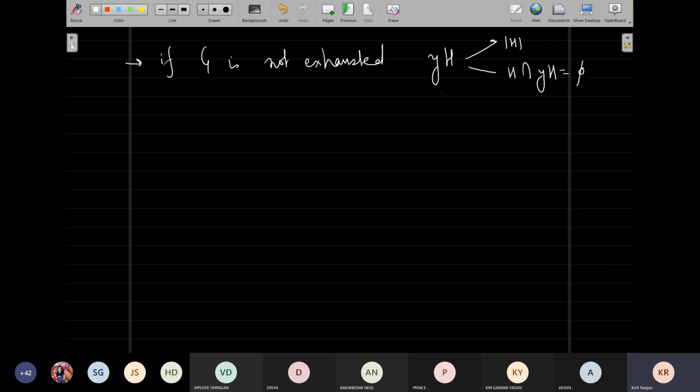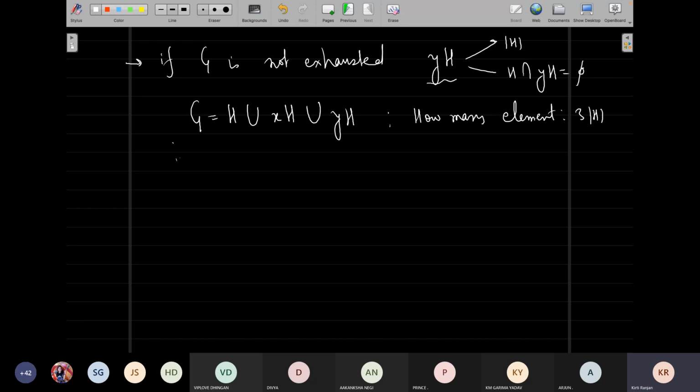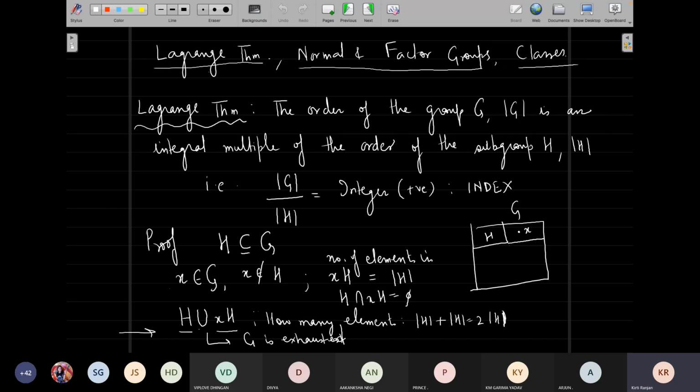So you will find that in this case either YH is same as XH or it will have no elements which will be in common with XH. That is what we did last time. So that means in this case our union goes like H union XH union YH, and how many elements will be there in this case? Thrice of mod H. So in this way you can think about our previous figure which I tried to make here, and this is why I actually structured it like this.